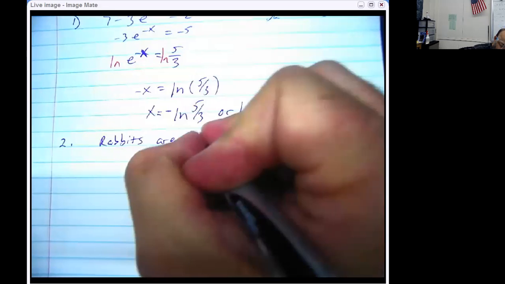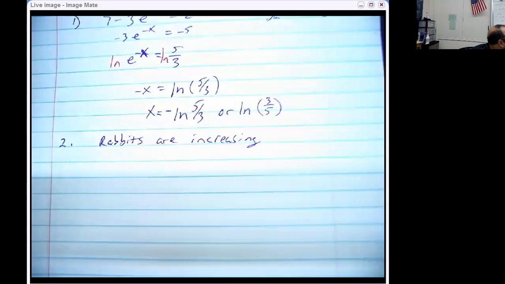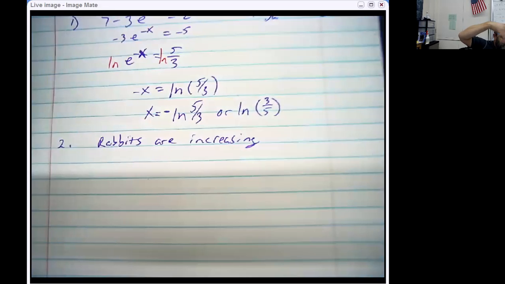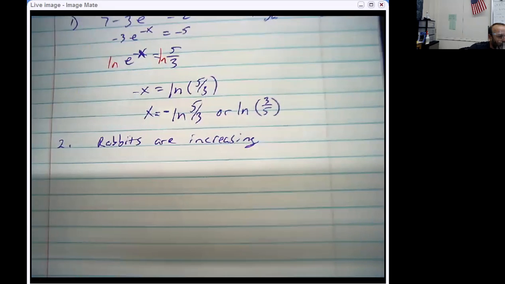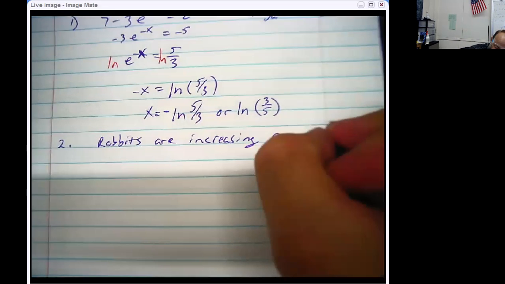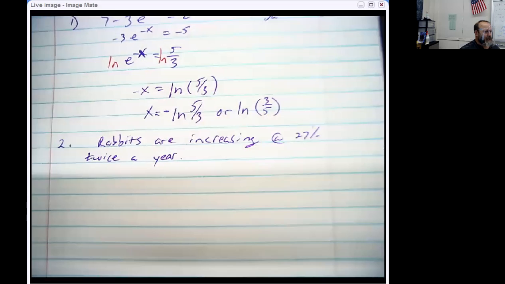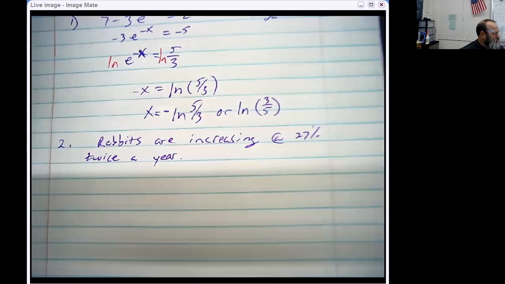So let's say we have rabbits. Rabbits are increasing. So we've got some wildlife biologists. I'm going to kind of try to brief this down a little bit so I'm not writing a huge paragraph. But I've got some wildlife biologists, and they go out and they've got some of them tagged, and they're looking at them. They're increasing at 27% twice a year. In other words, the guy goes out, he surveys the population, and 6 months ago it was here, now it's 27% more. 6 months later, it's another about 27% more.